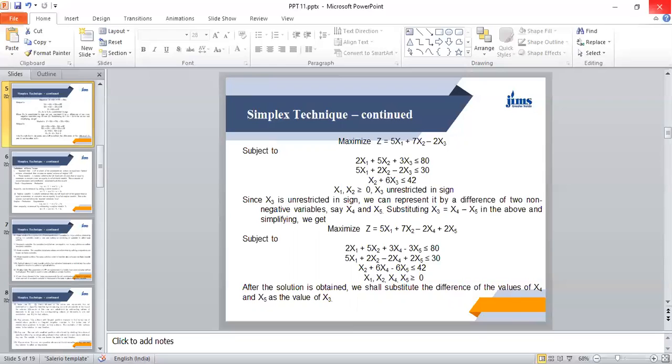5x1 + 2x2 - 2x4 + 2x5 less than or equal to 30. x2 + 6x4 - 6x5 is less than or equal to 42. And x1, x2, x4, x5 are all greater than or equal to 0. So what have we seen? Two conditions: the right hand side of each inequation must be positive, and each variable must also be positive or 0. So these are the two conditions for solving a linear programming problem.